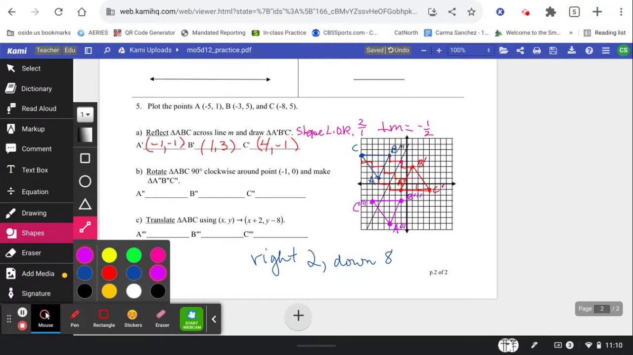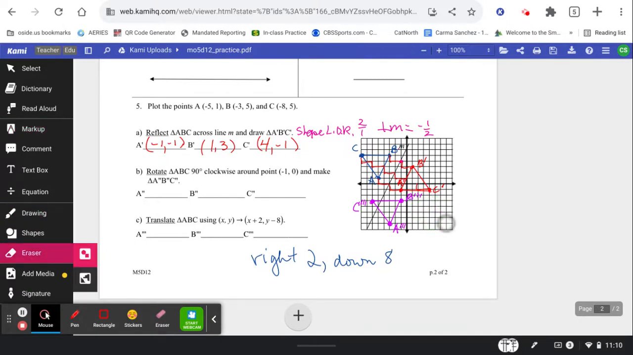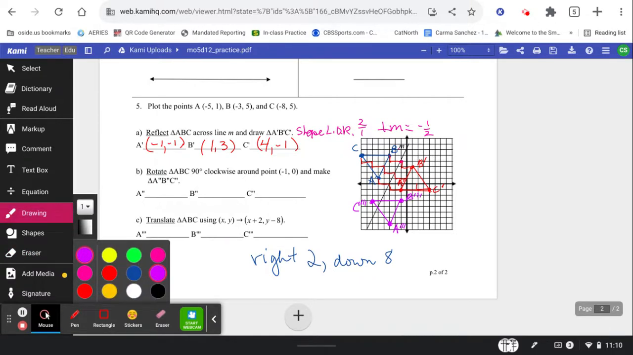How's she look? Okay, so what does that leave for me? That leaves me all this open space over here. So that must be where my rotate's going to go. Let's go check it out. Oh, sorry, translate. Purple. We need to go get the points.